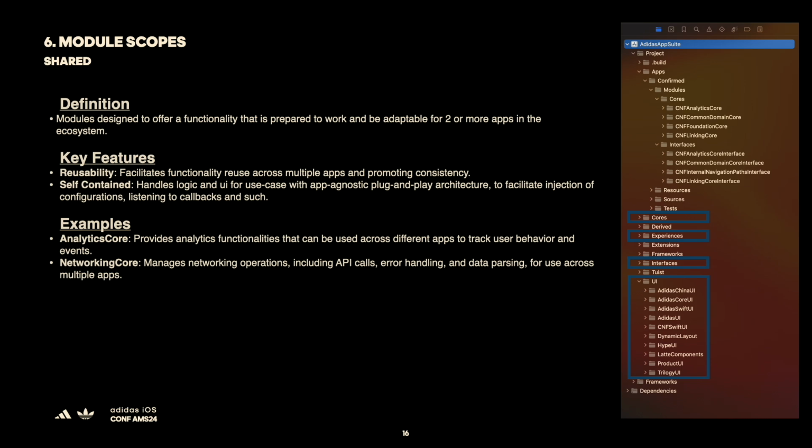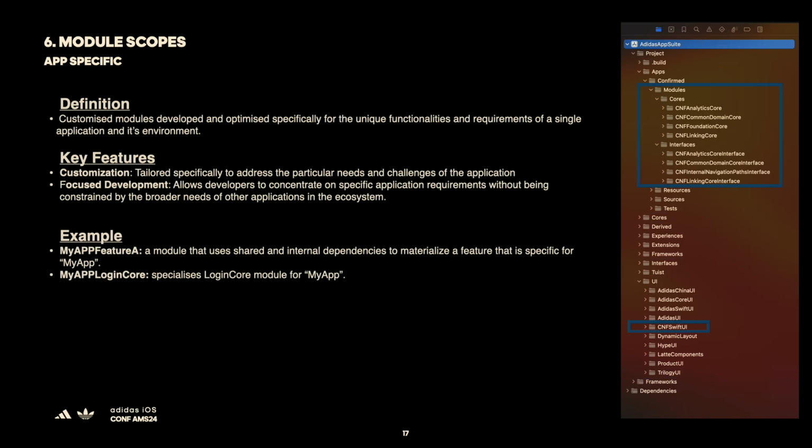And the examples here are more on cores, but this also happens with any other type of module, UI and so on. And so if you see here on the folder structure, everything that's outside of a specific app is supposedly shared. And then the other case is app-specific. So app-specific is when you have a very specific environment to develop that module.